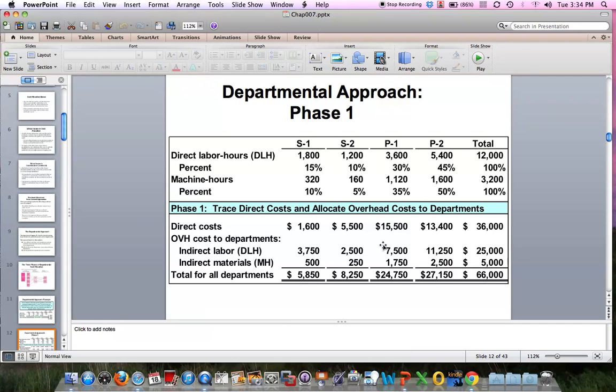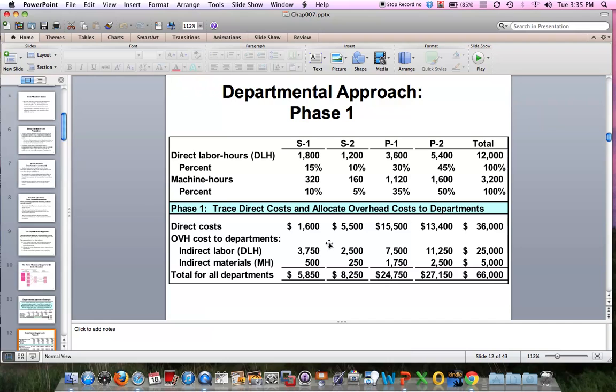So we've got our direct costs, which came from the previous screen. Those are directly traceable. There's no allocation needed. So that's just given to us. But then we allocate based on our percentages up here. And so this 3750, if you look at your book, we have $25,000 of indirect labor in total that's being allocated to each of the 4 departments based on these percentages up here, 15, 10, 30, and 45.